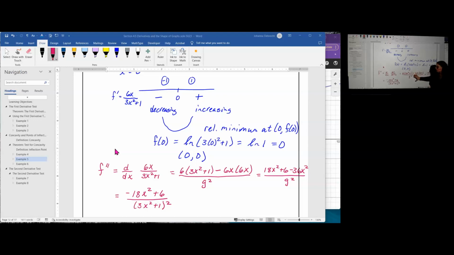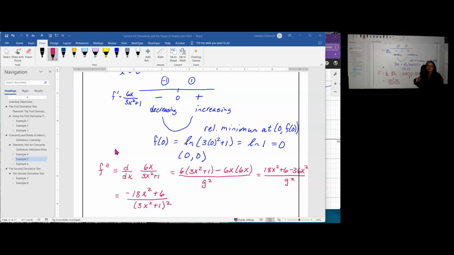Now the work you were supposed to do. You need to find the second derivative. First derivative is here. So in this case, I chose to do the quotient rule. You could have written the denominator to the -1 power and used product rule and chain rule instead. When I simplified, I got another rational function, -18x squared plus 6, all divided by the denominator squared.